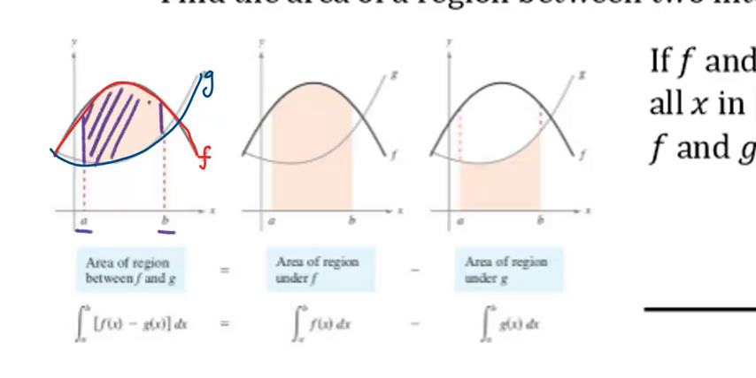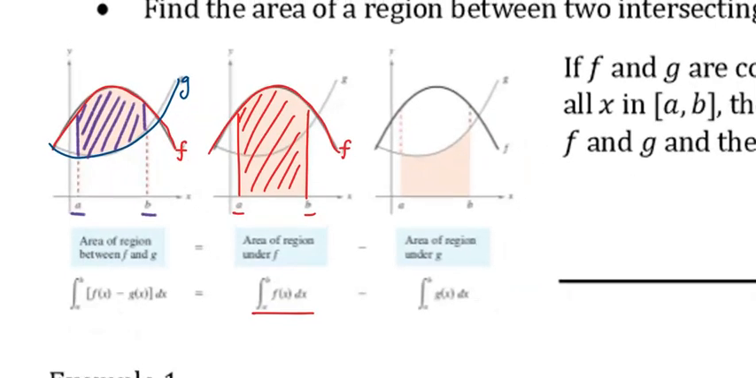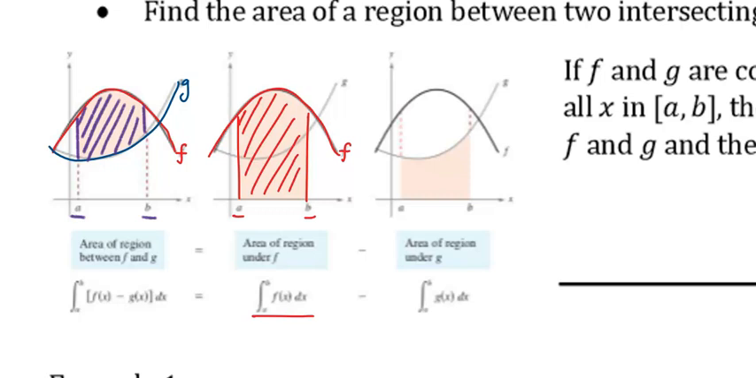And how we do that is we already know how to find the area that is just under f between a and b. So this entire area here. We know that we find that area by integrating f from a to b. We compute the integral of f from a to b. Similarly, we also know how to find the area that's under g and between a and b, and we find that by integrating g from a to b.